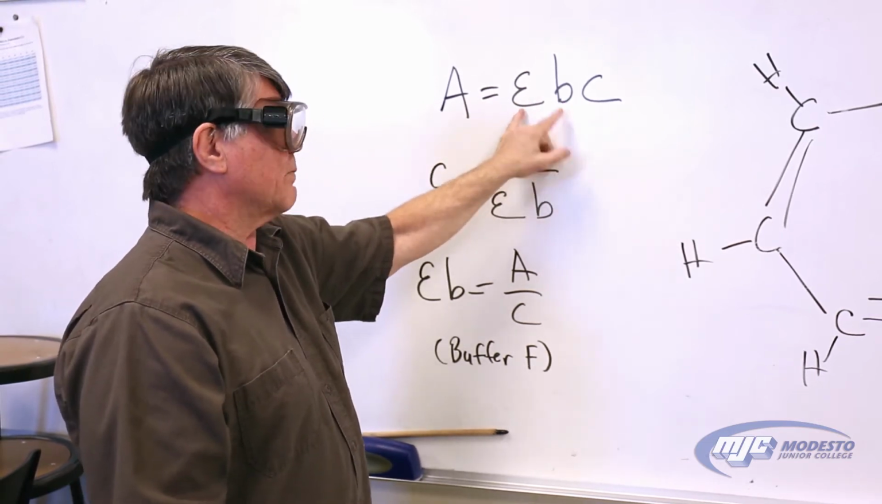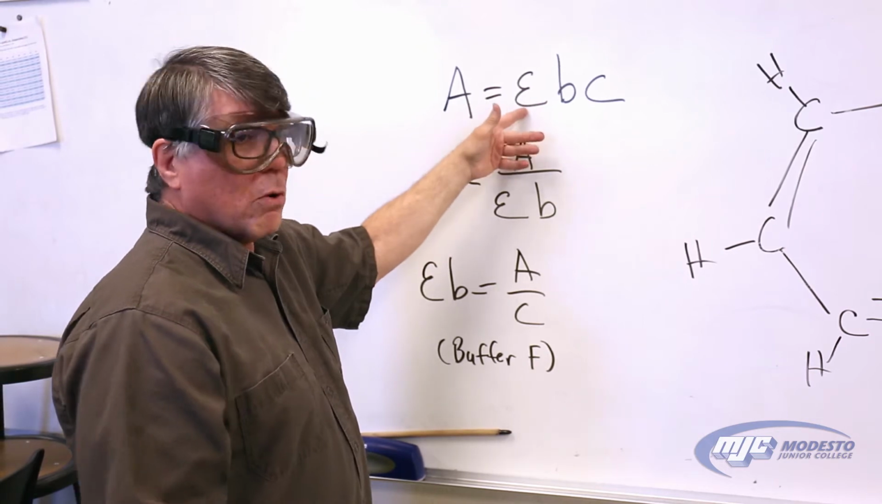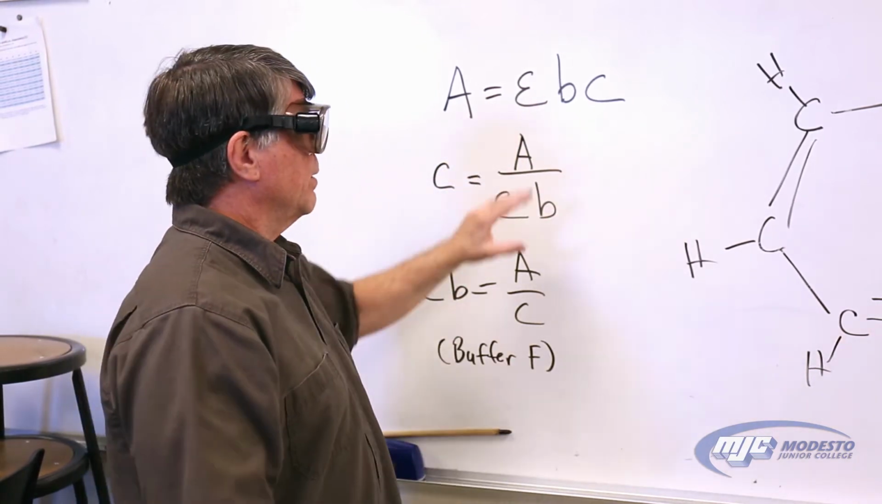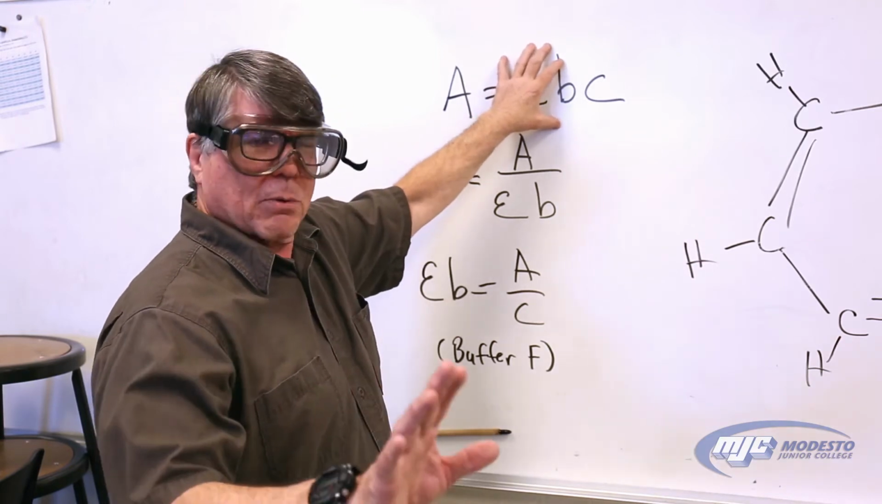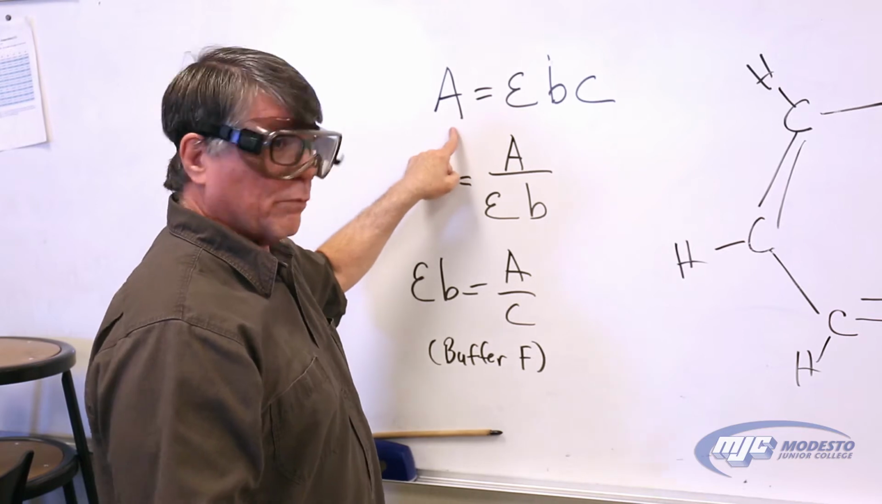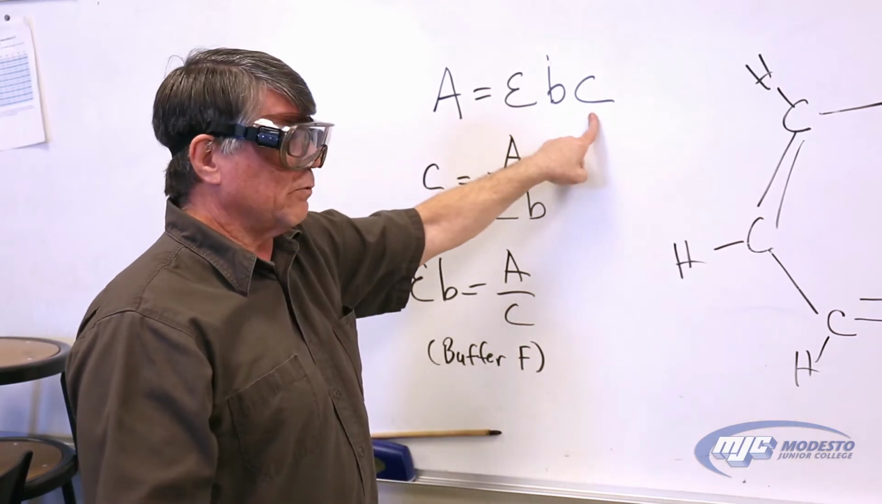This epsilon B is called the molar absorptivity, and this is the path length. We don't care about that, I'll tell you why in just a minute. Basically, it's just some number which we're going to find. So what this says is that if we measure the absorbance, we know the concentration.